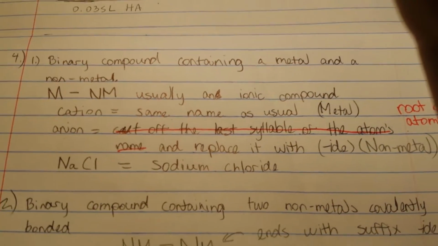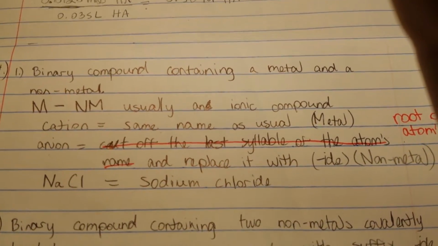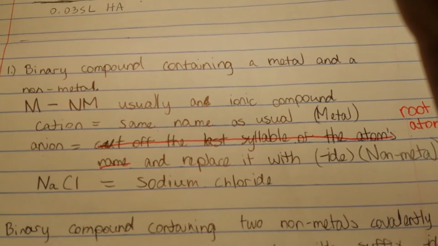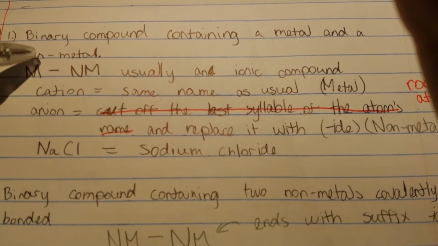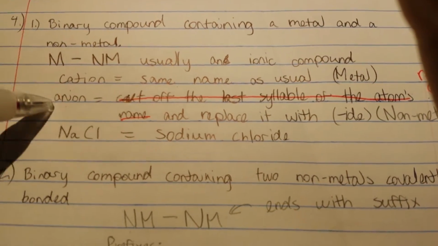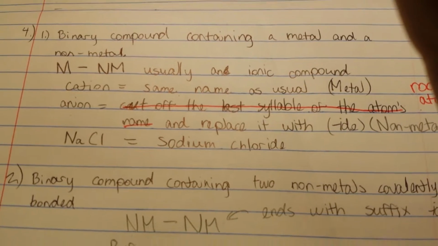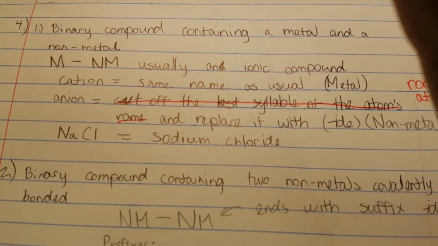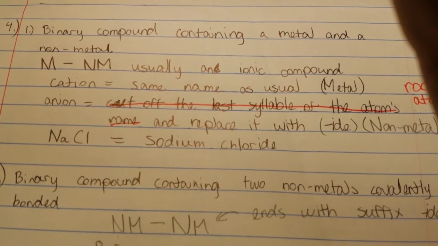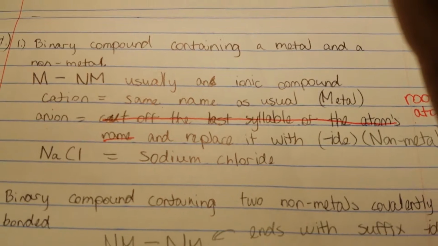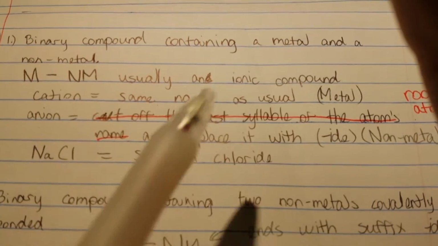There are very, very few exceptions to this rule, but in general, it's usually an ionic compound that consists of a cation, which is usually the metal, the ionic version of the metal, and the anion, which is the ionic version of the nonmetal. In order to name this, we have a compound that has two elements bonded together, so it's going to have two names, one for each element. And the cation has the same name as usual, whatever the metal is.